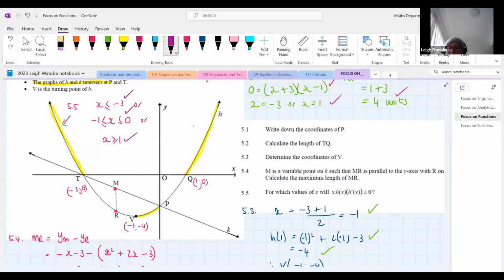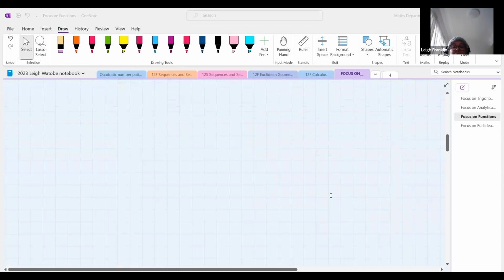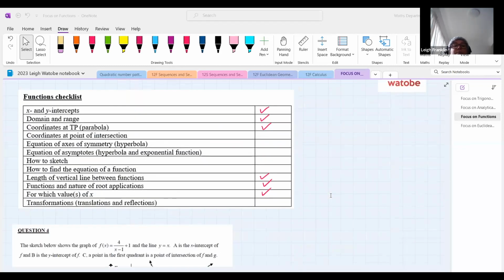All right. Okay, so we've got a little bit of time left. Let's go and have a look at the hyperbola question. Okay, if everybody's happy to do so.